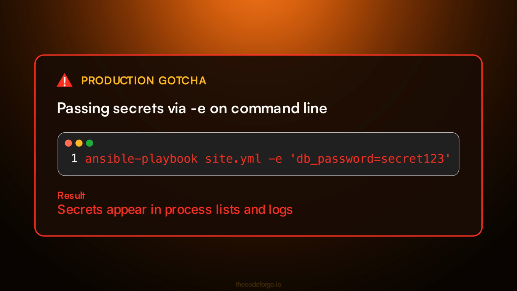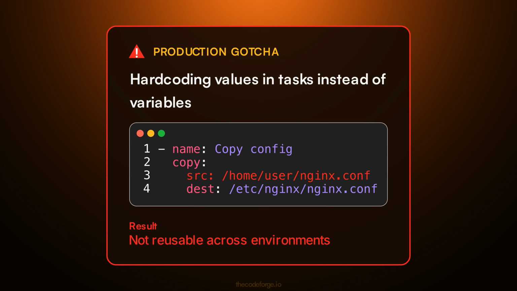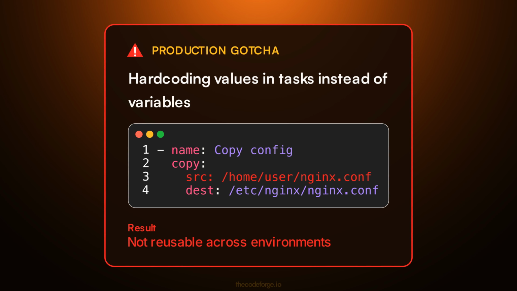Never use -e to pass secrets on the command line. They appear in process lists and logs. Use Ansible Vault or a secrets manager instead. Hardcoding paths and values in tasks prevents reuse. Use variables for everything that differs between environments. Define defaults in roles and overrides in group vars.